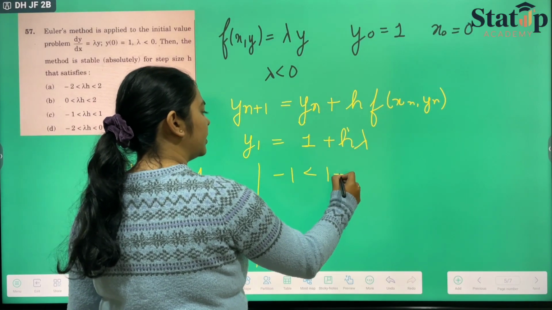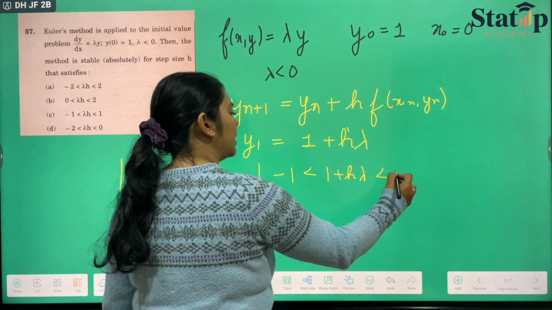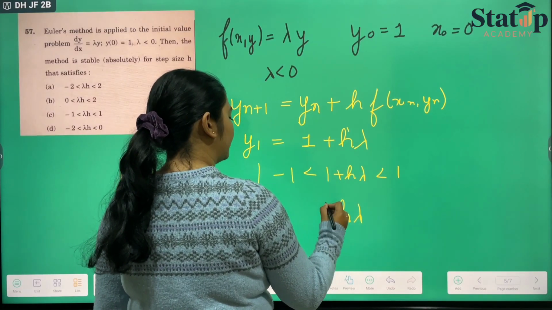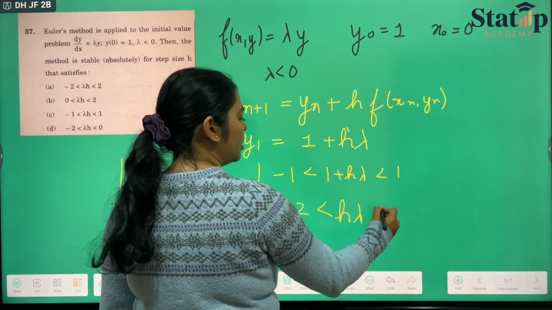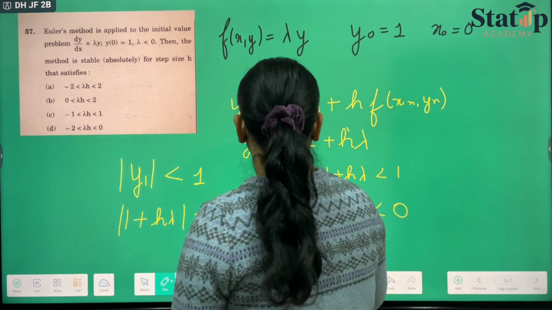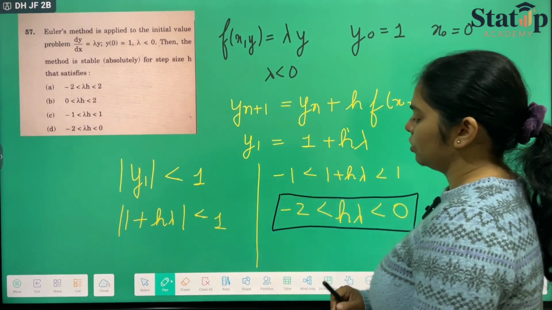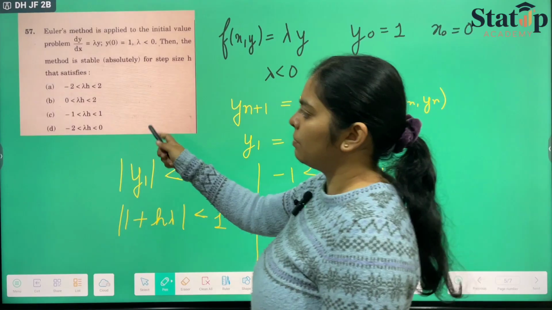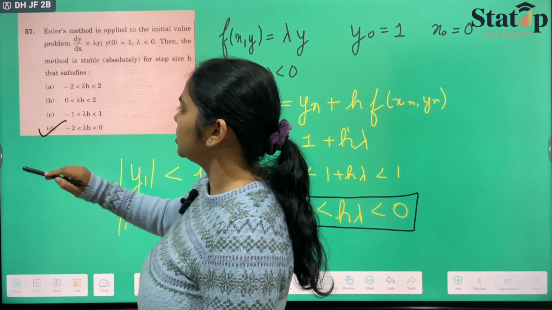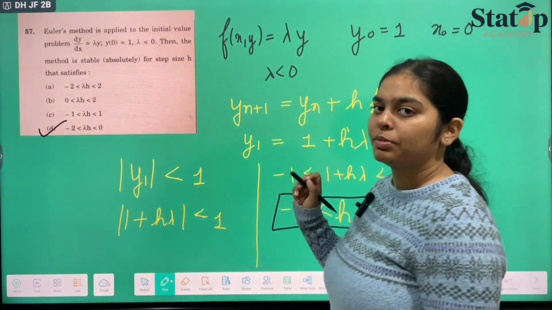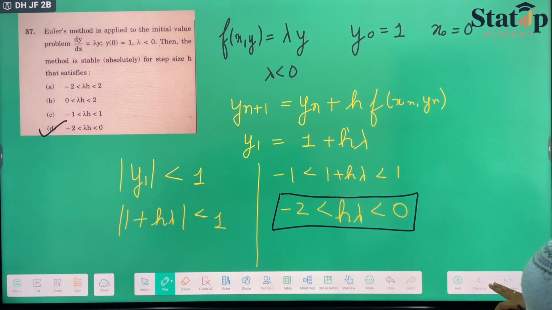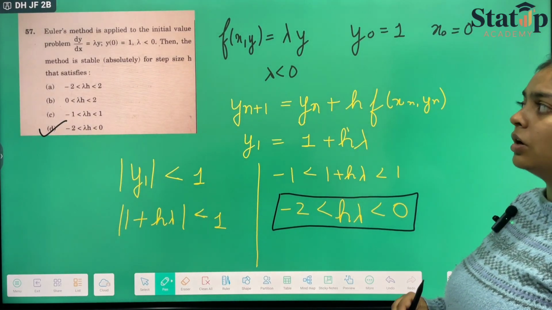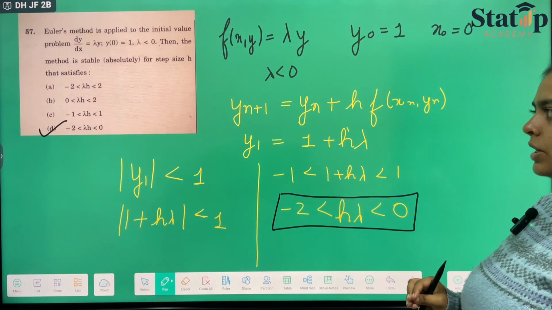Minus 1 less than 1 plus h lambda less than 1. If we subtract 1, it will be h lambda between minus 2 and 0. This is our range of h that is coming here, and when we compare it with the options, option D is correct: minus lambda h lies between 0 and minus 2. I hope you understood the concept, how to calculate absolute stability.